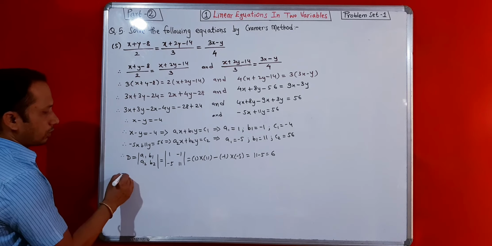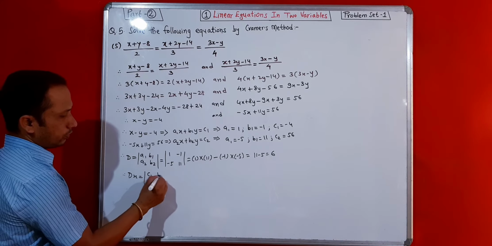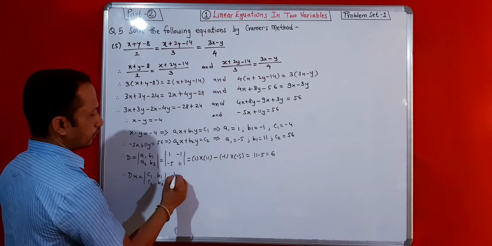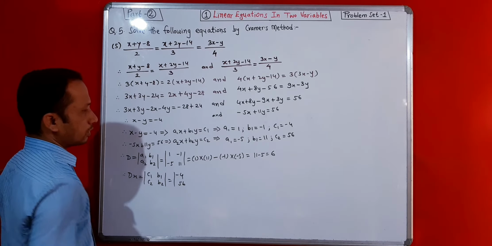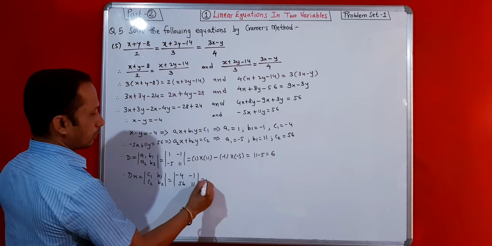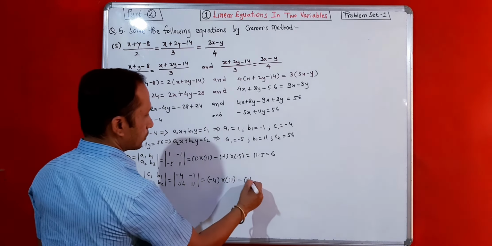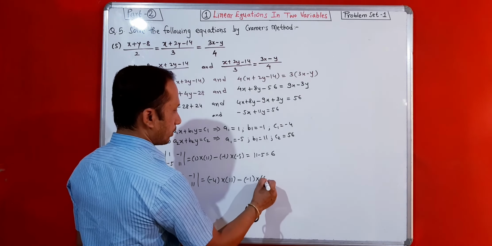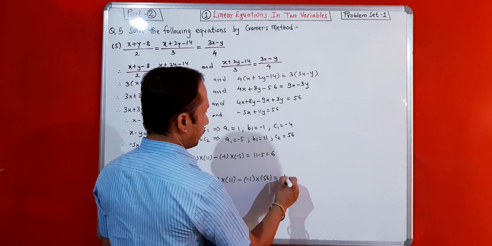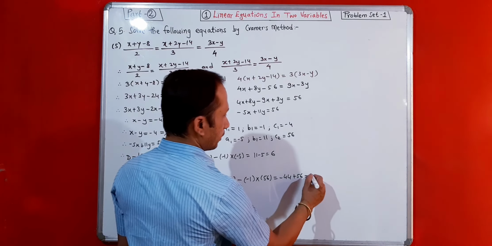Therefore Dx is equal to c1 c2, b1 b2. You know the formula. What is c1 c2? Minus 4 and 56, b1 b2 minus 1 and 11. So this is minus 4 into 11 minus minus 1 into 56, so this is minus 44 and this is 56. So it is 12.